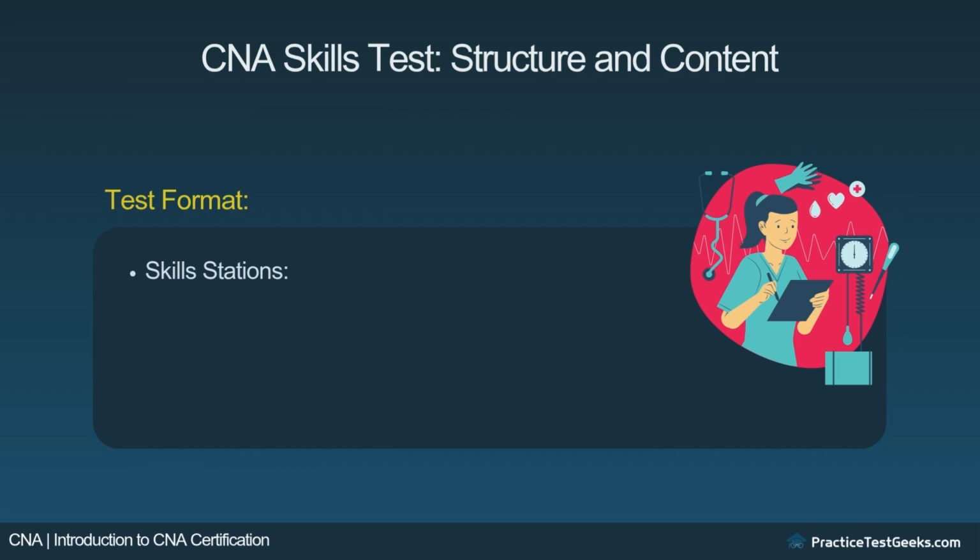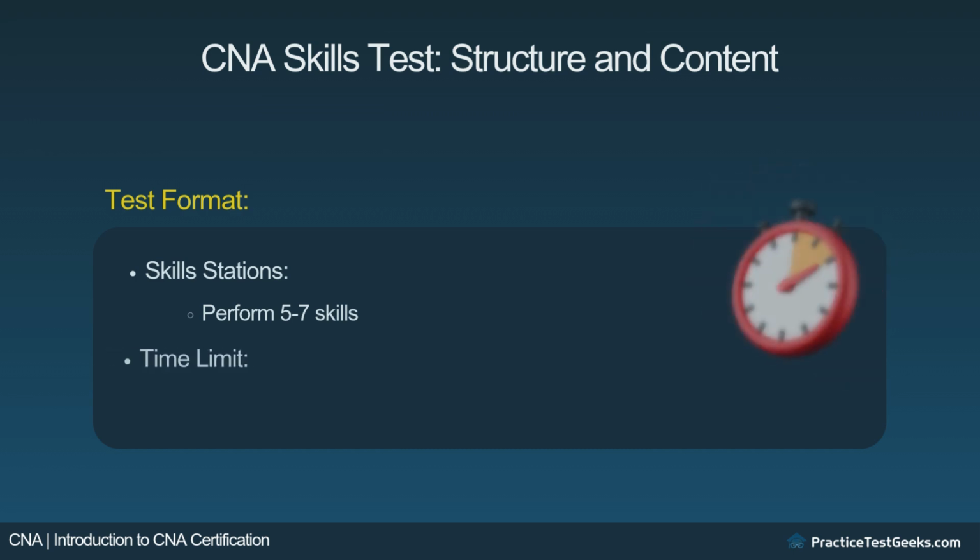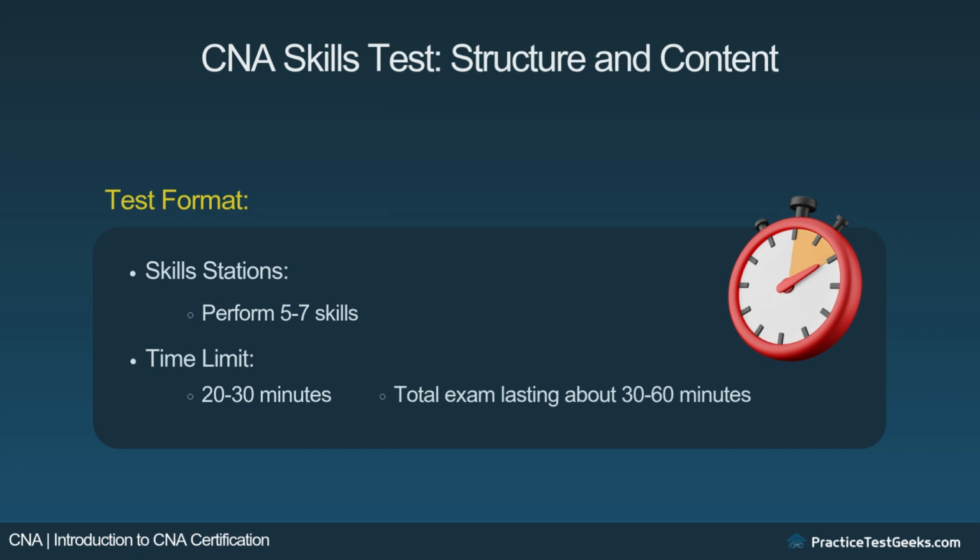During the skills test, you will be asked to perform 5 to 7 skills that are commonly required in a CNA's daily work. These stations are typically monitored by a test proctor who will observe your actions and assess your performance. Time limit. You will typically have 20 to 30 minutes to demonstrate each skill, with the total exam lasting about 30 to 60 minutes, depending on the testing center.